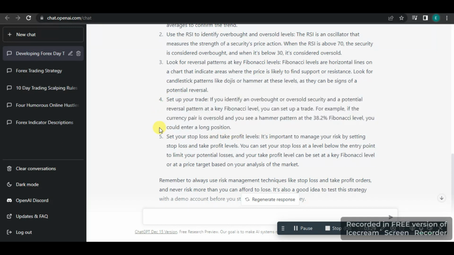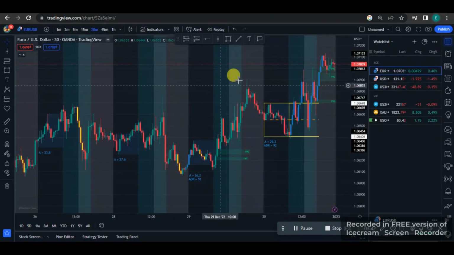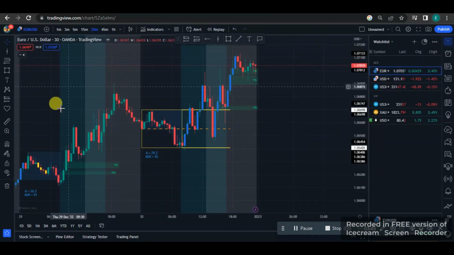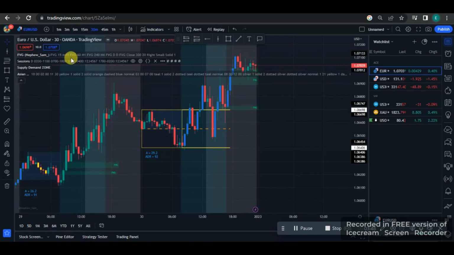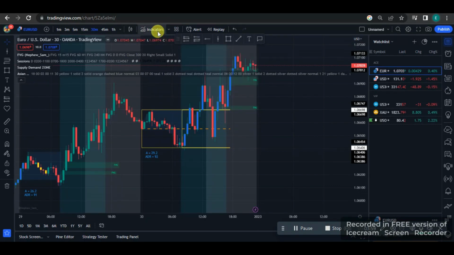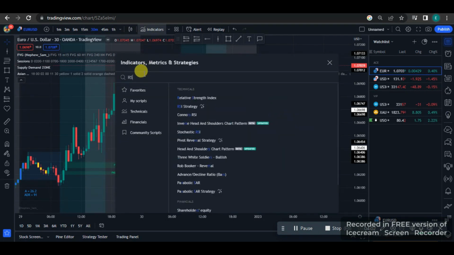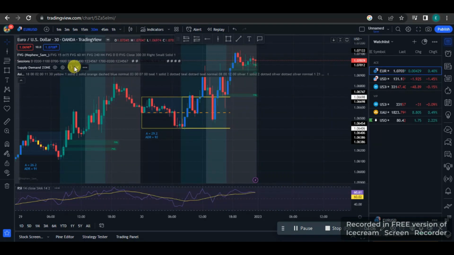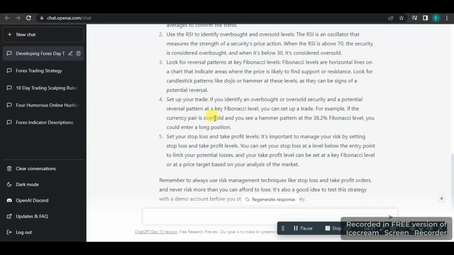Let's go to our TradingView chart and see if we can come up with a strategy using this AI's recommendation. All right, so let's go to TradingView real quick. For this example, let me use EUR/USD, the most popular pair to trade. Real quick, let me add in some indicators. I want to add in an indicator called, obviously, RSI. So let's search for RSI, relative strength index. All right, so that's the RSI on our charts. What this is saying is, for example, if the currency pair is oversold and you see a hammer pattern at 38.2% Fibonacci, so let's check it out.